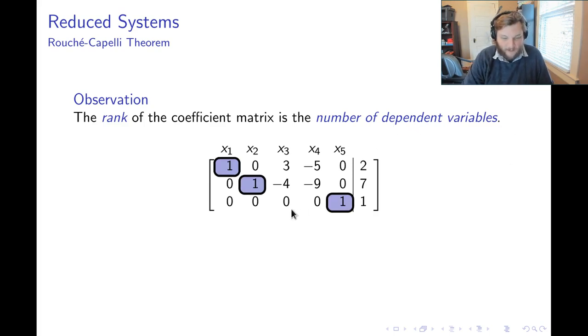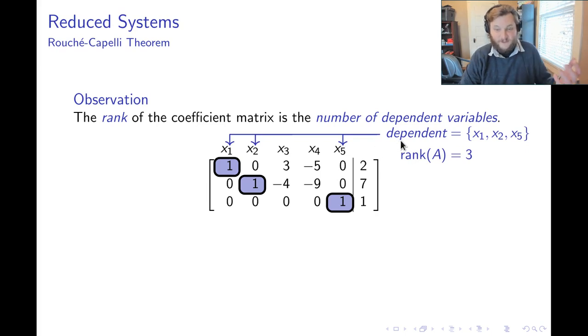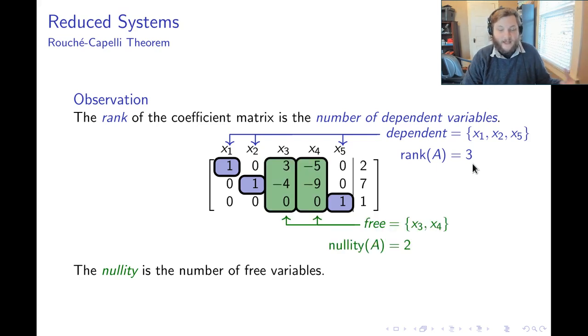So in this example, we have pivots in the first, second, and fifth columns of the coefficient matrix. And this tells us, first of all, that the dependent variables are x1, x2, and x5, and also, consequently, that the rank is equal to 3. So the rank of the coefficient matrix is the number of dependent variables. And then on the other hand, the nullity is the number of free variables. Here, the free variables are x3 and x4, and that's exactly the nullity of the coefficient matrix. So number of dependent variables is the rank, number of free variables is the nullity.